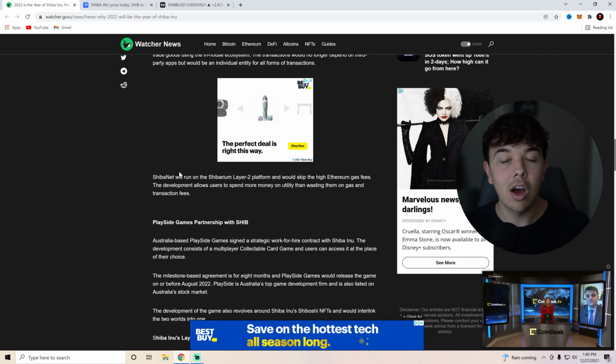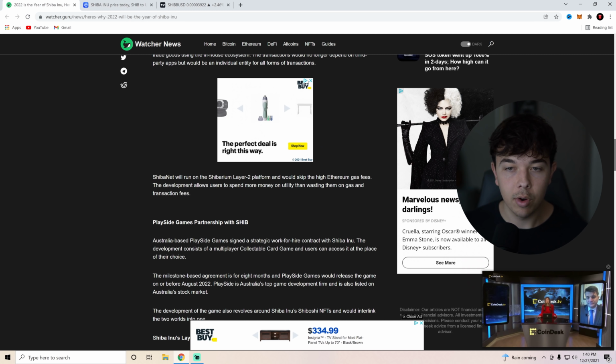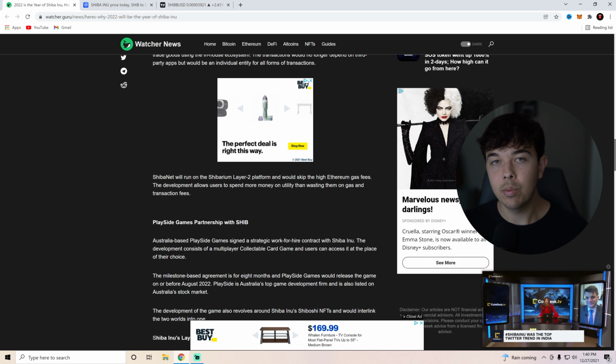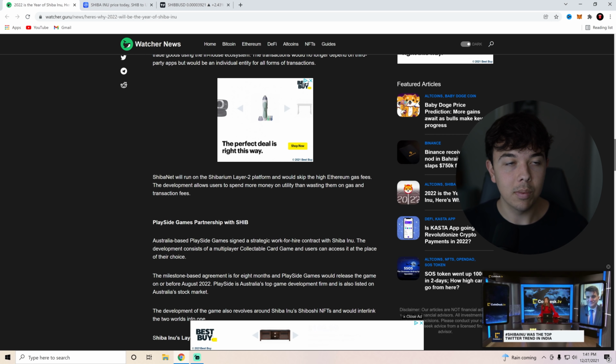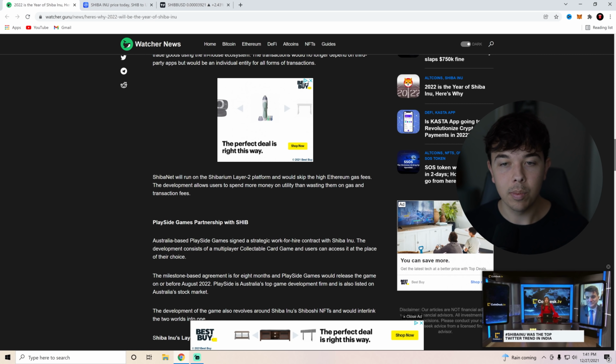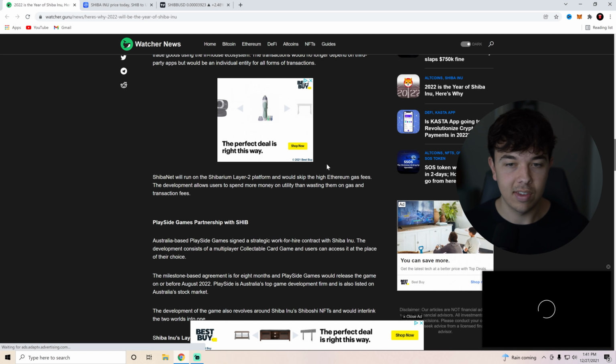Shiba Net will be running on Shibarium, the Layer 2 platform, and would skip the high Ethereum gas fees. So basically, we are not going to have high fees. You're going to be able to transact at whatever price you want to. So really good to see there. The development allows users to spend more money on utility than wasting them on gas and transaction fees.